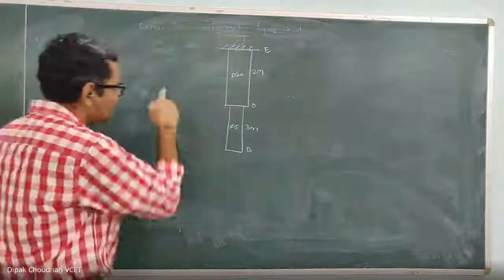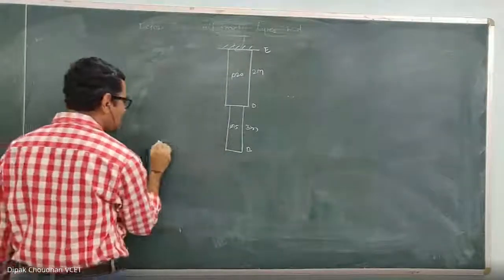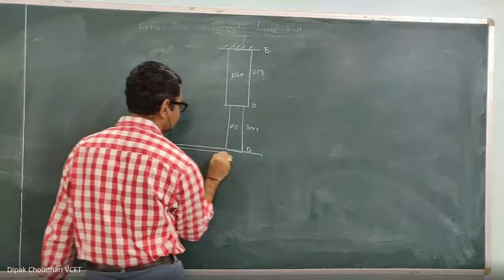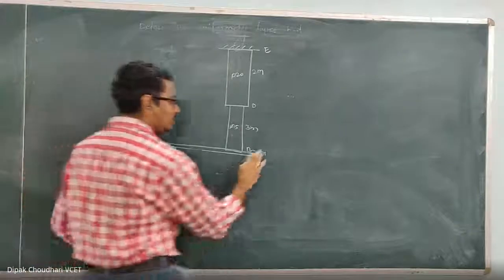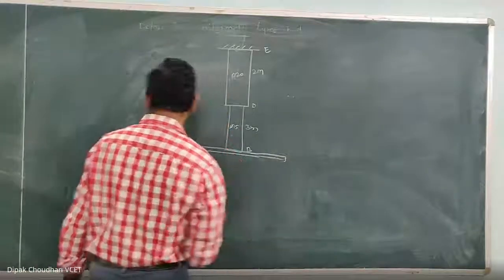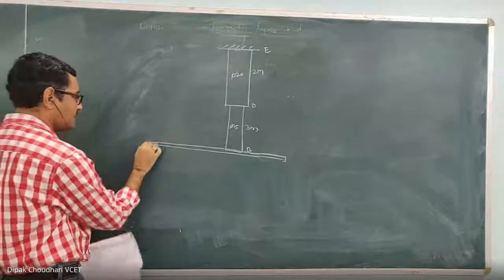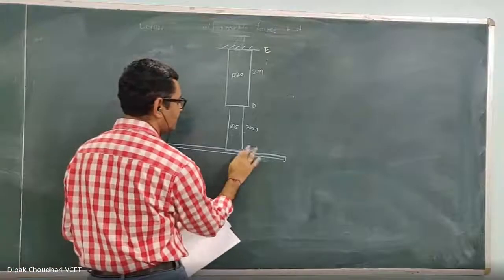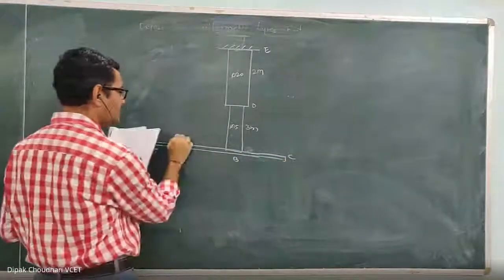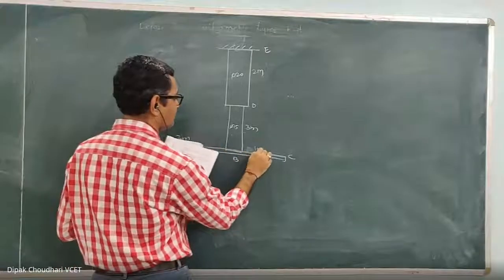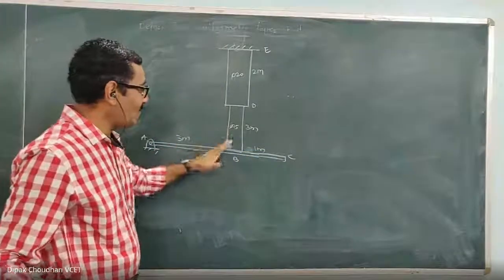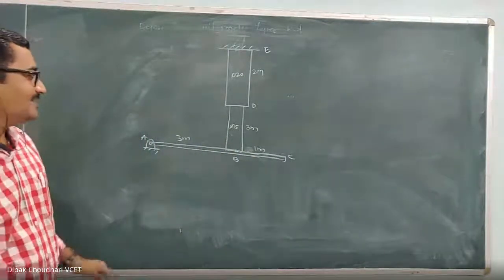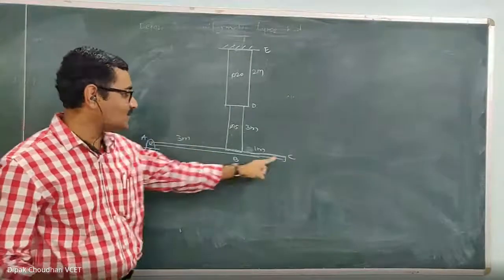Now, this rod is used to give the support to one rigid rod. This is again another rigid rod, which is supported at one end with the help of a hinge. This point is A, this point is B, and this point is C. This distance is 3 meter. This is 1 meter. Here, this step rod is rigidly connected to this. It is a rigid connection. And this is used to give the support to this horizontal rod.